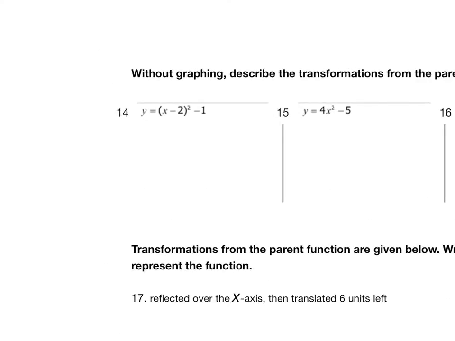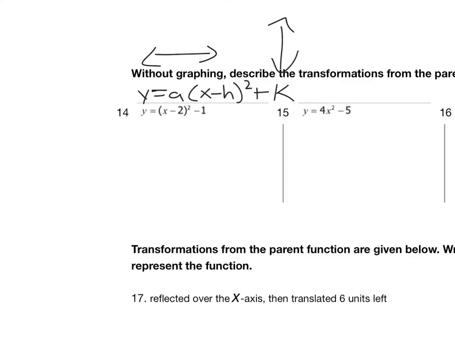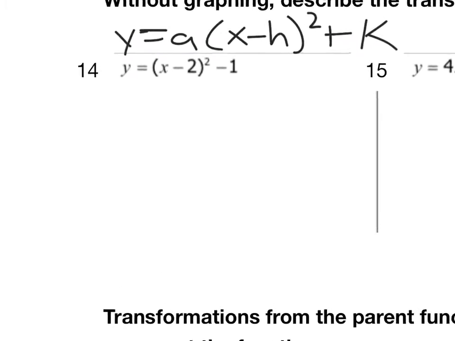All right, remember, h controls the horizontal shift. Let me write the vertex form again so that you can visualize what I'm saying here. h controls the horizontal shift, k controls the vertical shift, and then a would either make the graph wider or more narrow. And if a is negative, it will also flip the graph, or reflect the graph along the x-axis.